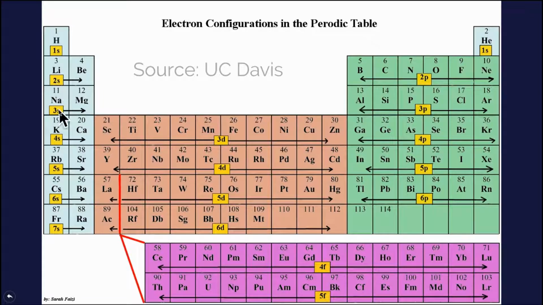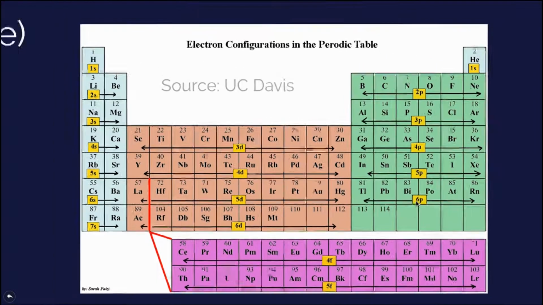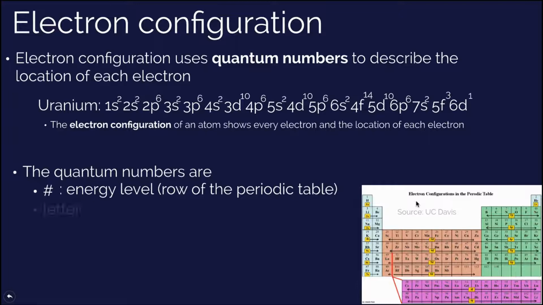So 1, 2, 3, 4, and 5, 6, and 7, all the way to the end. And then it does it on this side too. We skip the first row because there's no P block for the first row, but then we get 2, 3, 4, 5, and 6, and so on. All right, so that one is fairly straightforward.